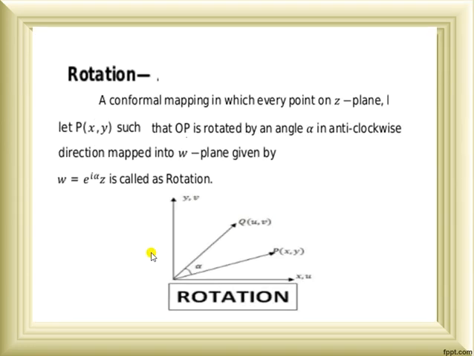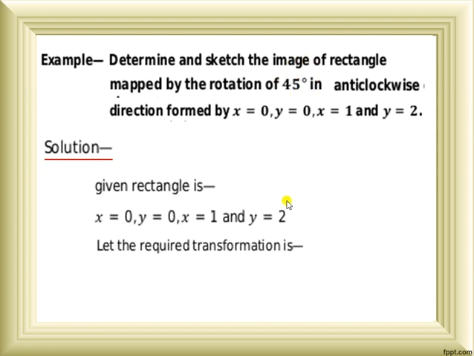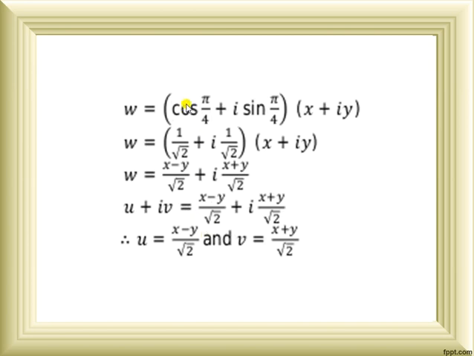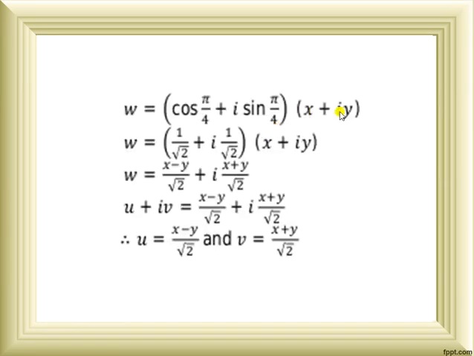Look at the general case. The transformation is e^(i alpha) Z. Suppose the angle is given, then we need to use this transformation. Here the angle is given, so I am going to use this transformation. Here 45 degrees means pi by 4. Now I am expanding the e^(i theta) formula, cos theta plus i sin theta. So cos pi by 4 plus i sin pi by 4, times Z, which is x plus iy. Now cos pi by 4 is 1 by root 2, and sin pi by 4 is also 1 by root 2, times x plus iy.